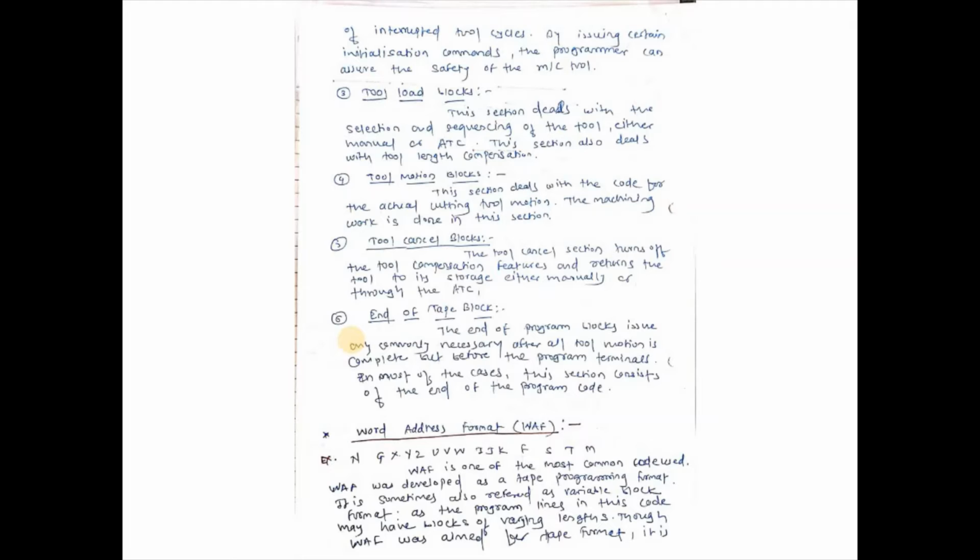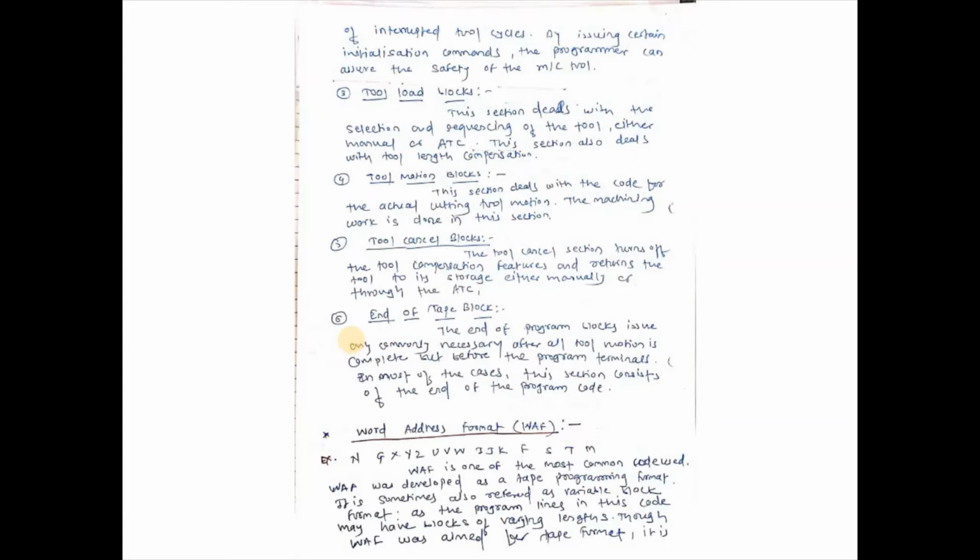This is one code. We can take the example below that. You can see capital N G X Y Z U V W I J K F S T M. This is the code for writing any program. In that, the first letter, capital N, is for operation number. You can give any operation number. Likewise N001 indicates the first operation.